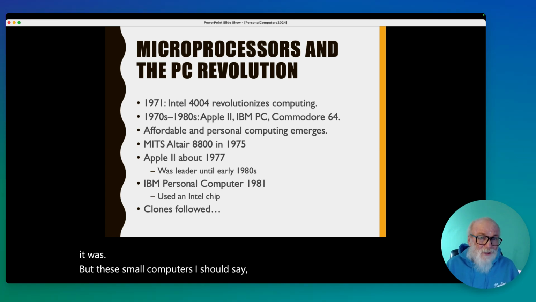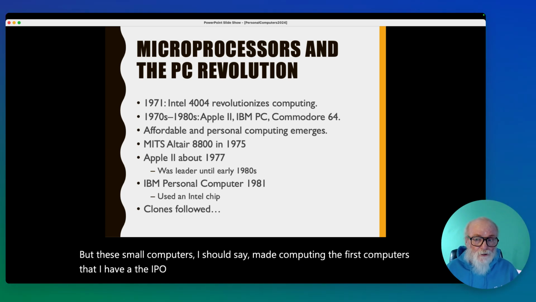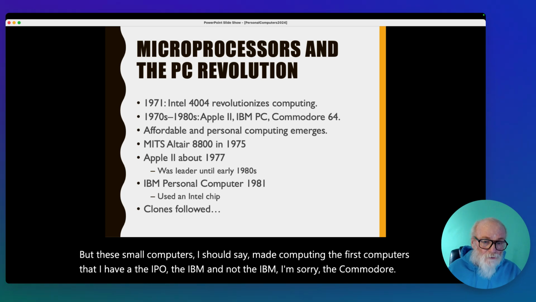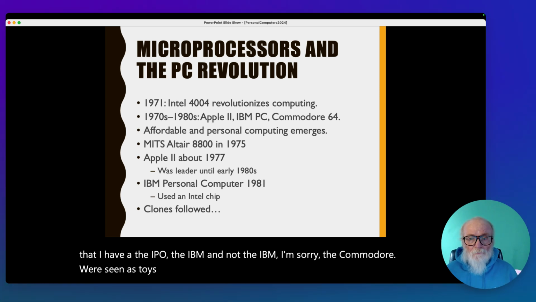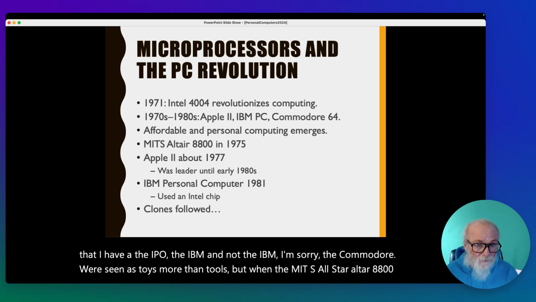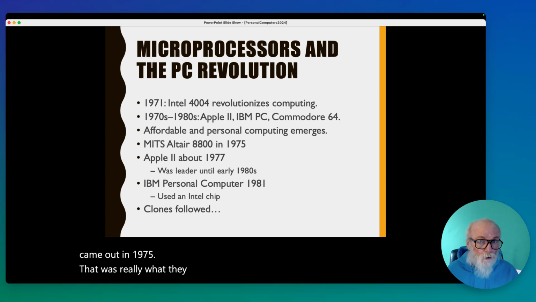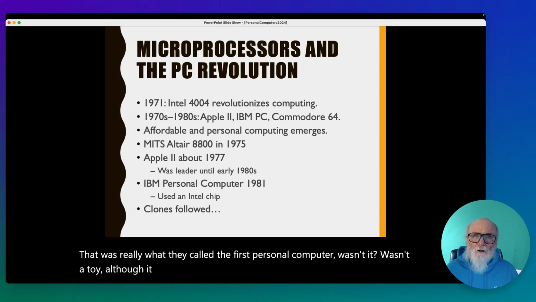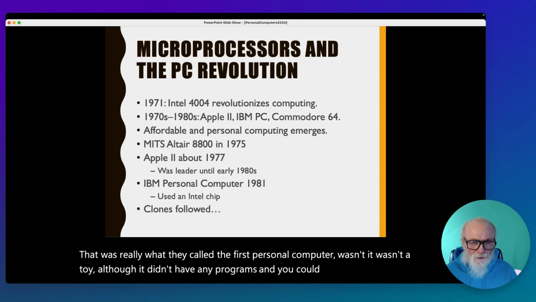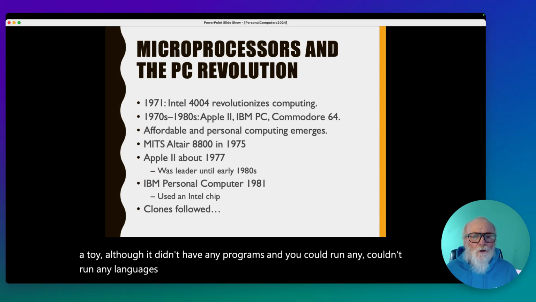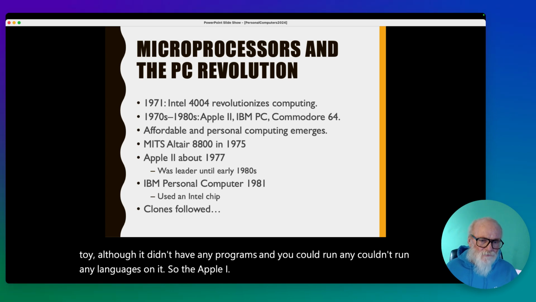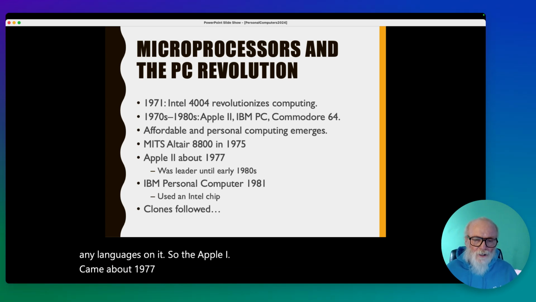These small computers, the Apple II, the Commodore, were seen as toys more than tools. But when the MITS Altair 8800 came out in 1975, that was really what they called the first personal computer. It wasn't a toy, although it didn't have any programs, and you couldn't run any languages on it. So the Apple II came about in 1977. There was an original Apple, and then they added the Apple II.